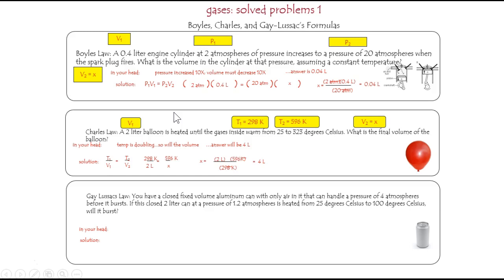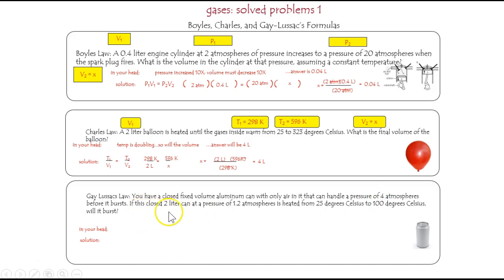Finally, let's do a gas law problem for a non-expandable system, like a bottle. This is a Gay-Lussac's law problem. We've got a closed, fixed volume aluminum can in this case, but it's only got air in it. It can handle a pressure of 4 atmospheres before it bursts. I don't think I'm going to write down that as a pressure. I'm just going to solve the problem and see if it exceeds that, and the answer will be yes.